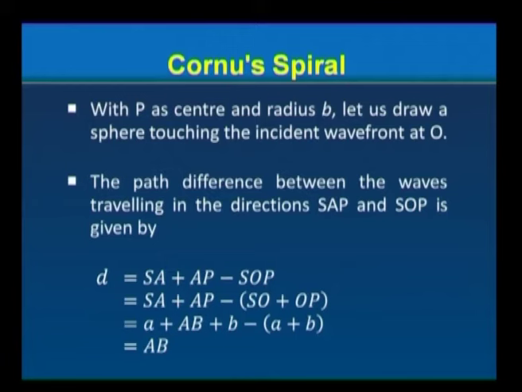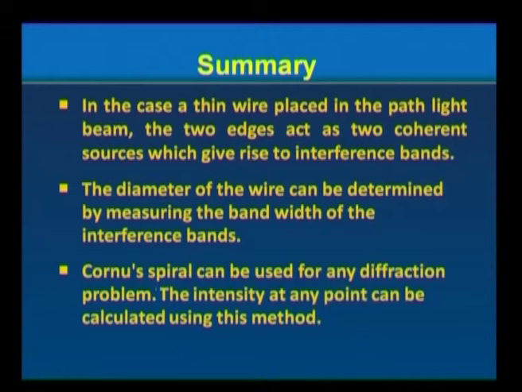Now let me pass on to the summary of what we have seen so far. In the case of a thin wire placed in the path of a light beam, the two edges act as two coherent sources which give rise to interference bands. The diameter of the wire can be determined by measuring the bandwidth of the interference bands. Cornu spiral can be used for any diffraction problem. The intensity at any point can be calculated using this method.